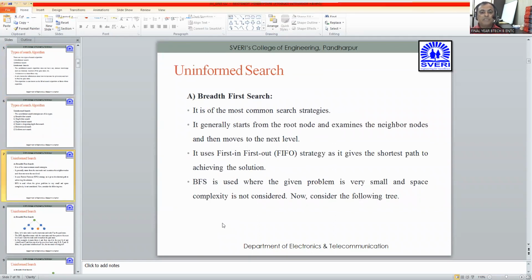Now, the breadth first search is one of the most important categories. It actually deals with the root node and also examines the neighboring nodes and moves to the next level. The basic strategy used by the breadth first search is FIFO, that is first in, first out. BFS is used where the given problem is small and the space complexity is not considered.